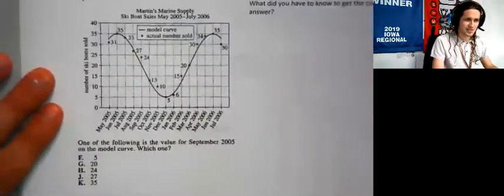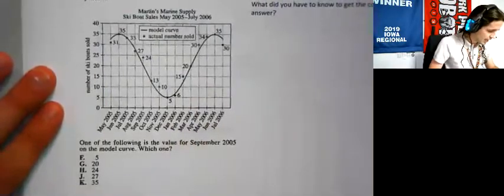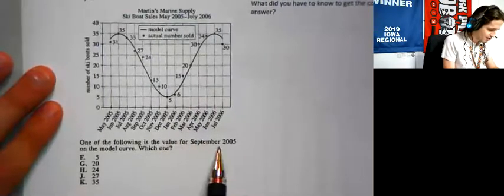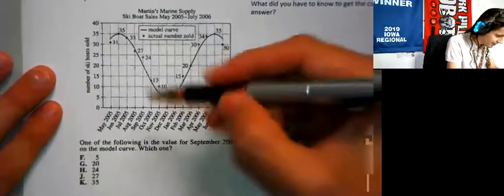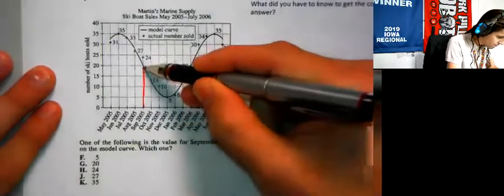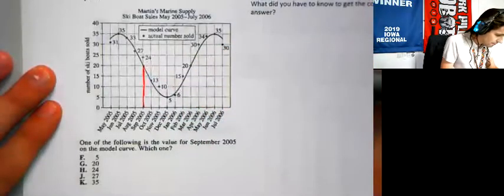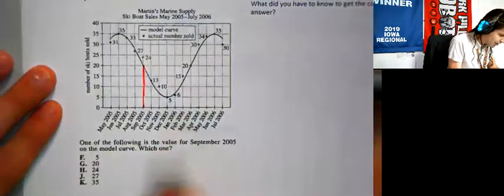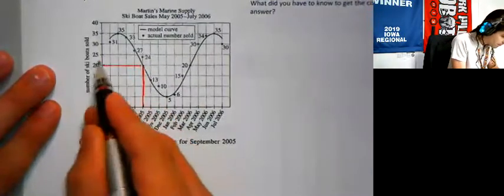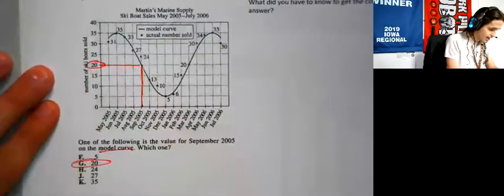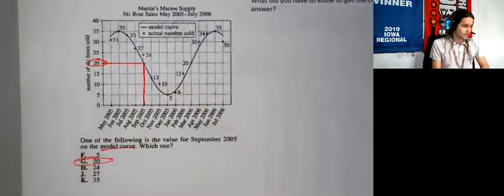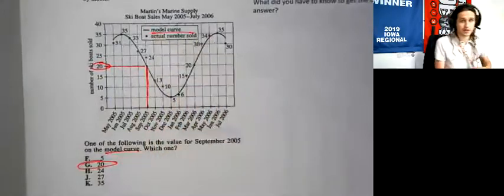And the last one looks like something we've seen before. One of these sinusoidal graphs, looks like a sine wave. It's about boat sales, ski boat sales, but people buy ski boats when the sun is out, and the sun does something like this. Which of the following is the value for September 2005 on the model curve? Which one? September 2005. On the model curve, it is 20. The actual value is 24, but the predicted value looks like 20. This is a question that looks like it came straight out of science.